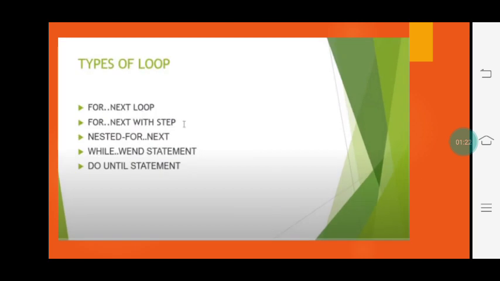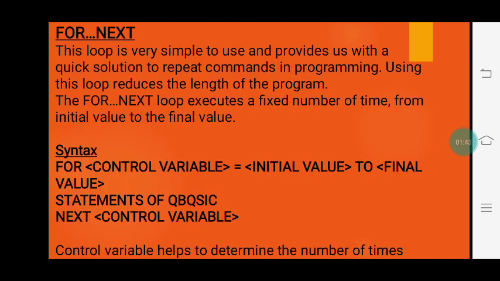QBasic supports 3 types of loops: the for next, while wend, and do until loop. So let us see the types of loop. That is the for next loop, for next with step, nested for next, while wend statement, and do until statement.